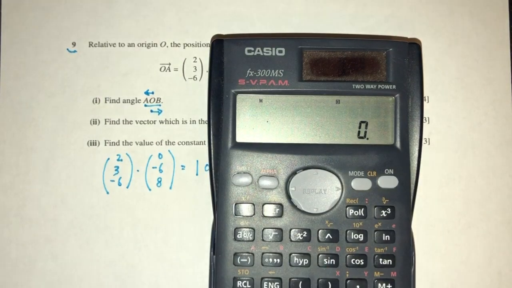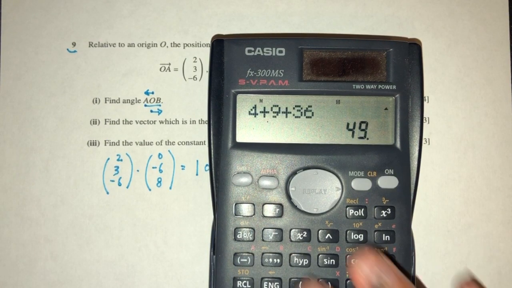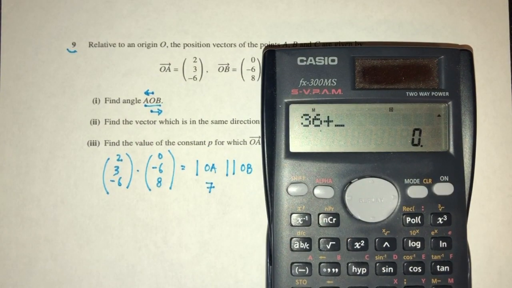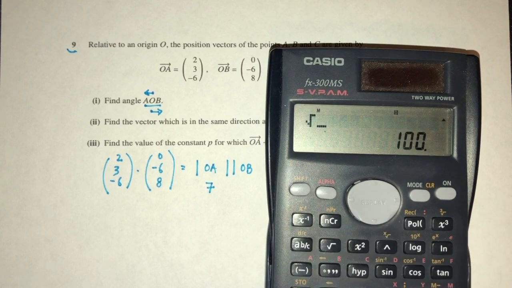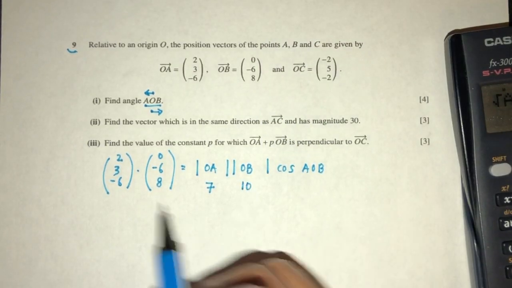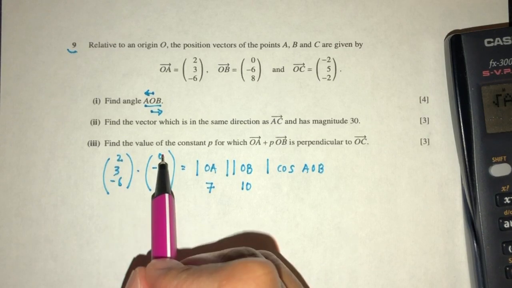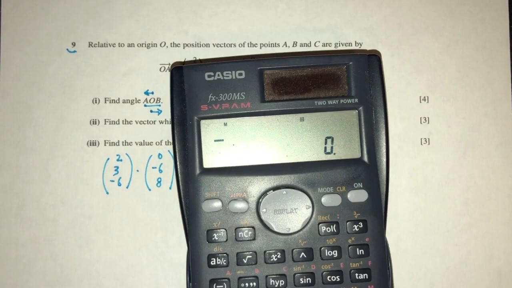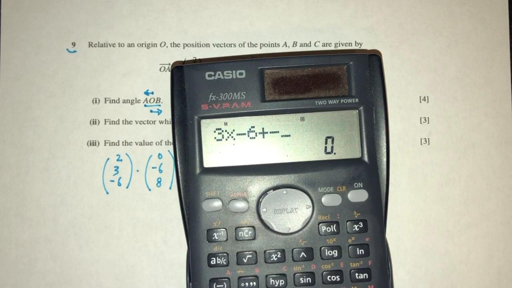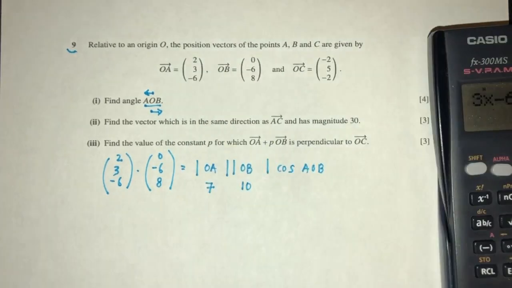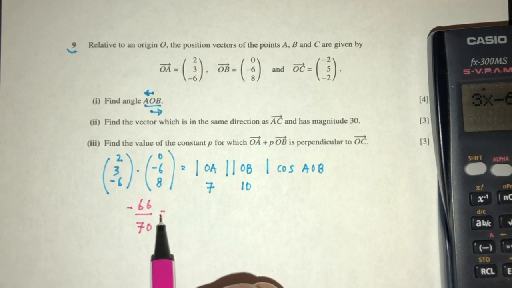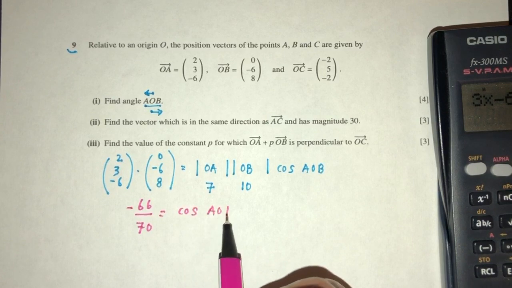Pretty easy. We have to square the values. So 2 squared is 4 plus 3 squared 9 plus 6 squared is 36. That'll be root of 49. That should be 7. How about this one? 6 squared 36. 8 squared 64. That should be this square root. That should be 10. And here we have to find the scalar product. So 2 times 0 is 0. Plus 3 times minus 6, this will be minus 18. Plus minus 6 times 8 should be minus 48. Minus 66 divided by 70, that will be cos of the angle AOB.